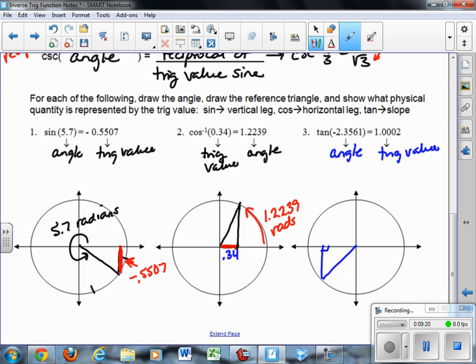So here's my angle, negative 2.3561. The slope here is equal to 1.0002. Remember to write the word slope when you put that in. So these are some examples of problems that will help you understand what the numbers mean.